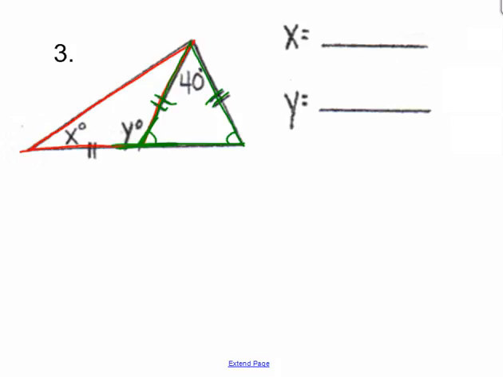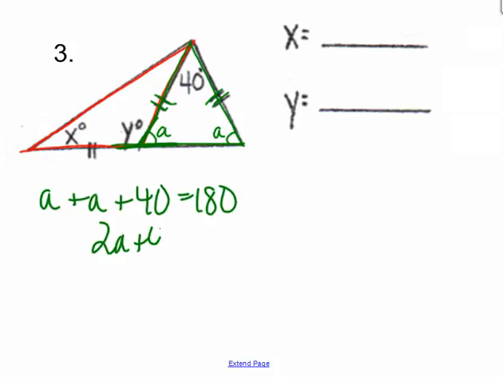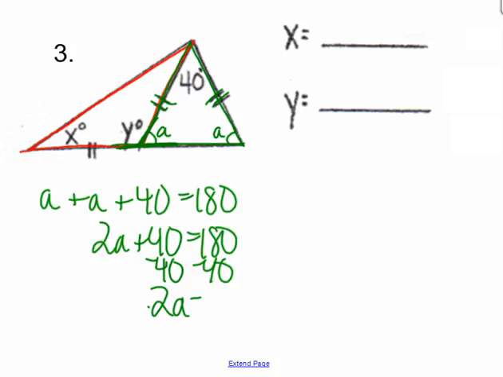So in order to figure out this angle, I let this be the letter A. I just made up a variable. And since this is an isosceles triangle, this is also A. So I'm going to solve for that degree. I'm going to take A plus A plus 40 equals 180. I'm going to combine like terms, subtract. So we have 2A equaling 140, and then divide to get 70. So this is 70, both of these.